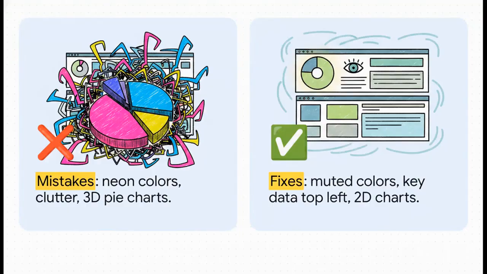Okay, Section 4, Dashboard Design Best Practices. There are some incredibly common mistakes that spreadsheet builders make. First, neon colors that literally hurt the eyes. Second, cluttered layouts that try to show everything all at once. And third, the dreaded 3D pie charts. Seriously, they visually distort the data. Just don't use them. The fixes are simple. Use muted colors with only a few bright accents to highlight key points. Put your most critical data at the top left because that's where our eyes naturally start. And stick to clear, simple 2D charts.